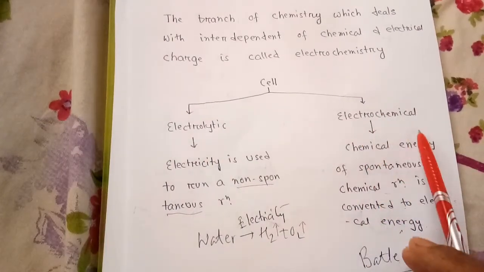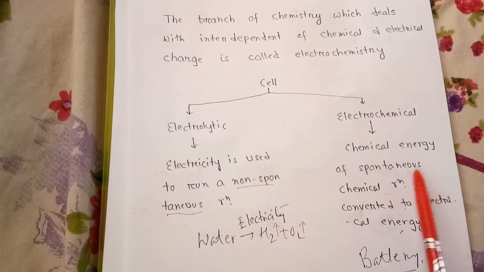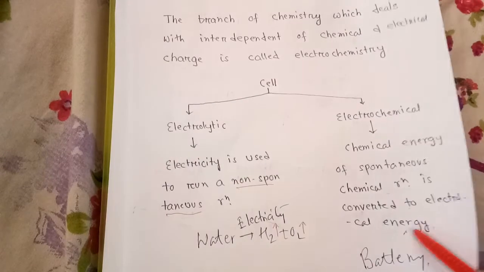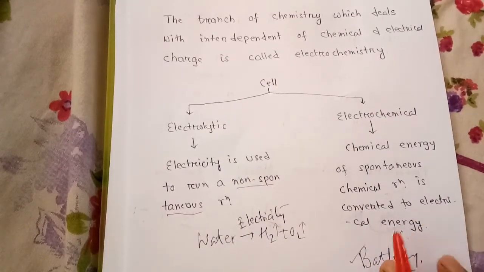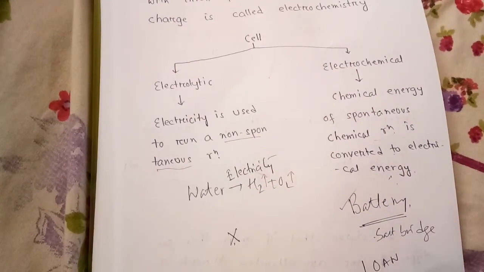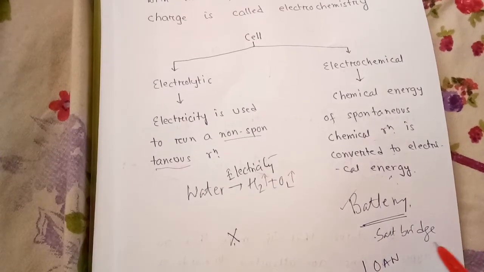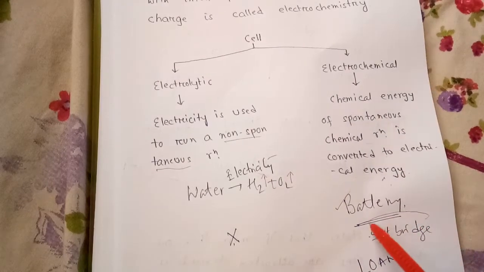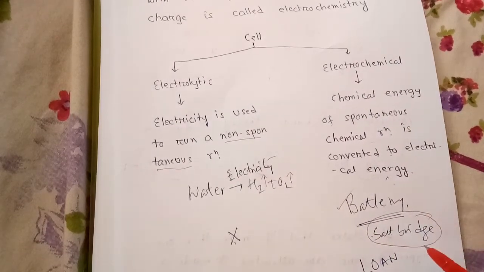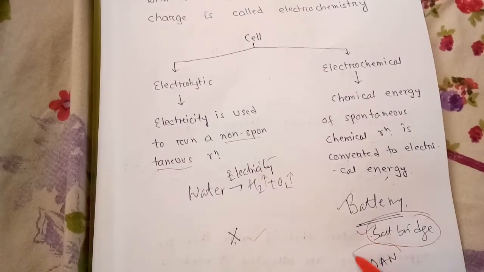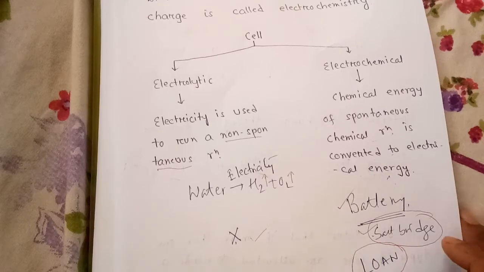Another one is the electrochemical cell. In this one, chemical energy of a spontaneous chemical reaction is converted to electrical energy. For example, the cells of a battery, in this one the chemical energy is converted to electrical energy. Now one point to remember, in an electrochemical cell we require a salt bridge. Salt bridge is not required in an electrolytic cell.